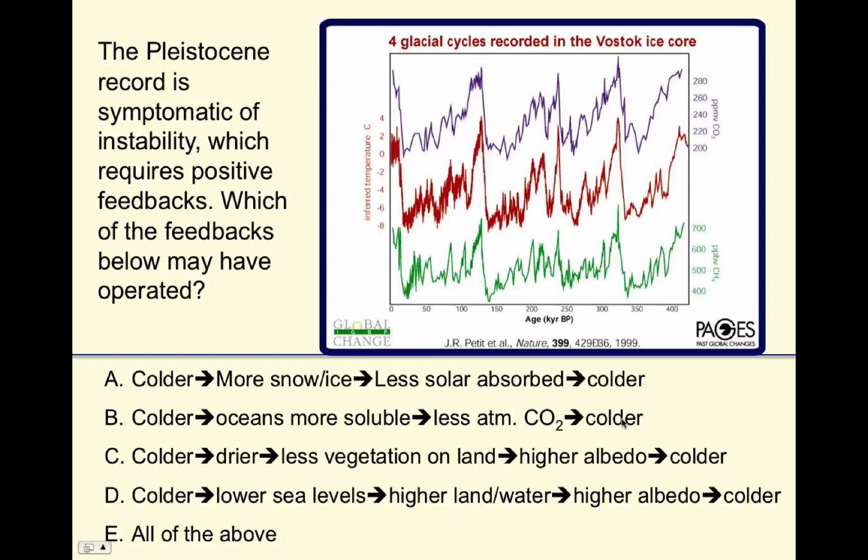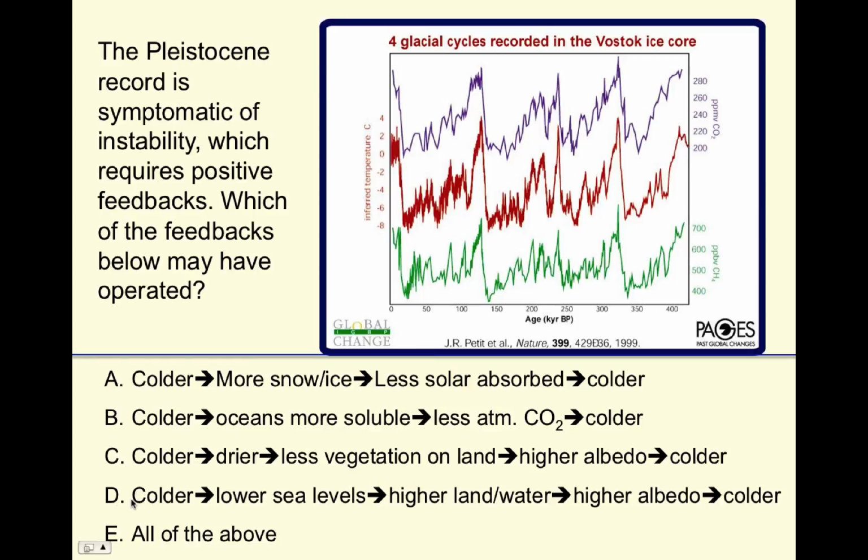When it's colder, it's typically drier on long time scales because there's less evaporation overall, therefore less vegetation on land supported by less vapor, therefore higher albedo because vegetation has a relatively low albedo. You take it away, it's going to raise the albedo, making the climate system colder.